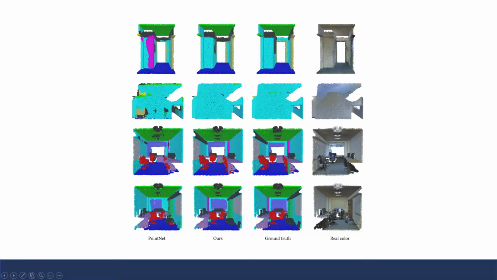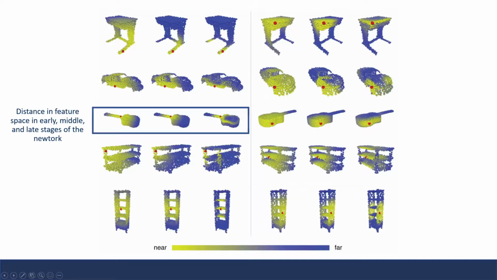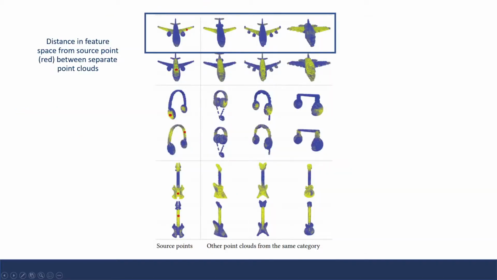Some results on indoor scene segmentation. You'll notice again that compared to PointNet, the segmentations are very clear, the edges are very well defined. Some interesting results you'll notice is that distances in feature space actually show that as you get farther into the network, so here you'll notice that 3 columns are later stages of the network, that semantically similar things get closer and closer in feature space. And this can actually be seen as well across different point clouds.